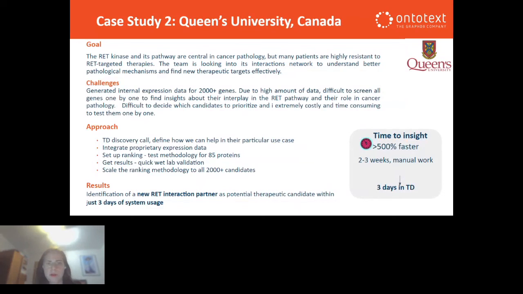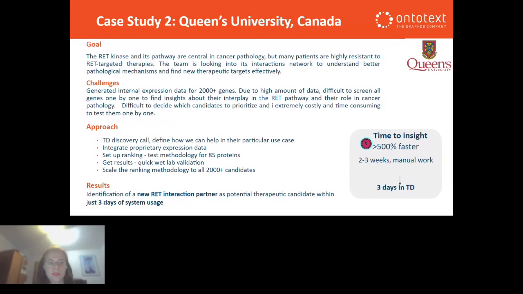And here is our newest partner case study from Queen's University in Canada, the Mulligan Lab. It's again a lab that works in oncology, and they're particularly interested in a protein called RET. It's well known to be vital for some of the oncological processes. So it's a well-known protein in the context of cancer, and there are already therapies that target RET. The problem is that many of the patients actually don't respond to these therapies, which is why scientists are looking around this protein to find other interactants that might be beneficial to target, because that might help these patients that are non-responders.